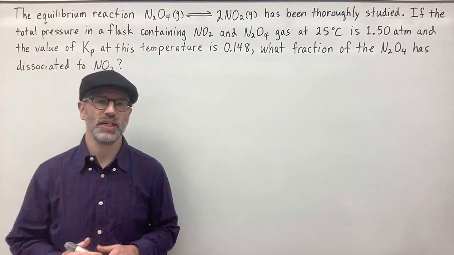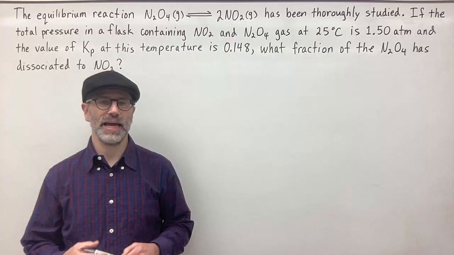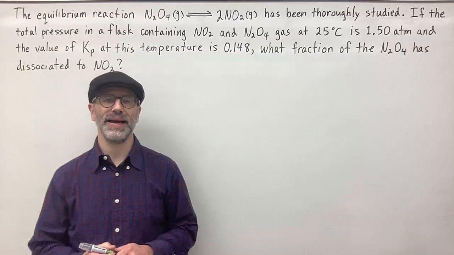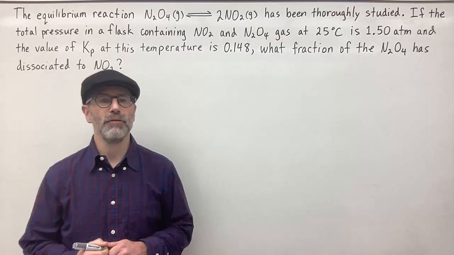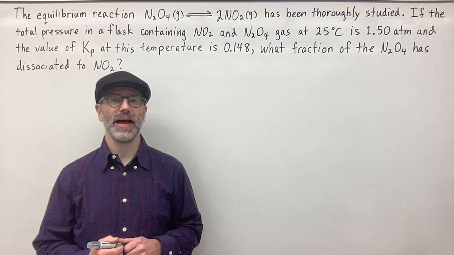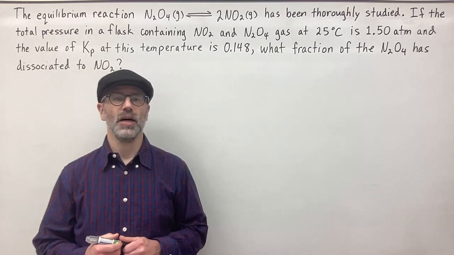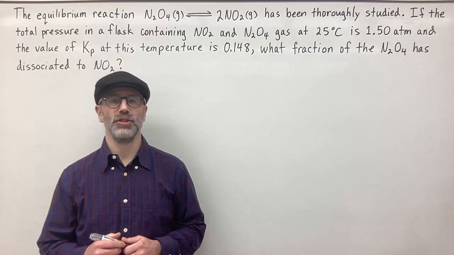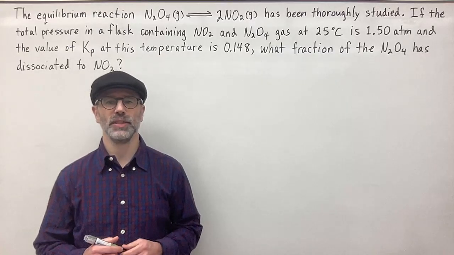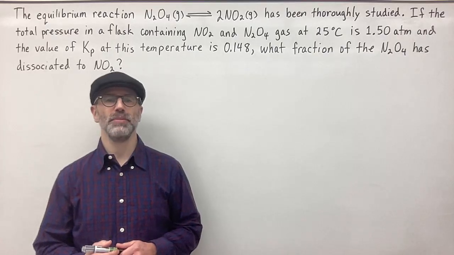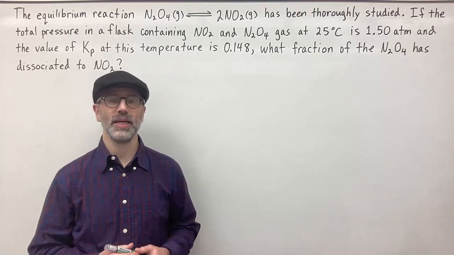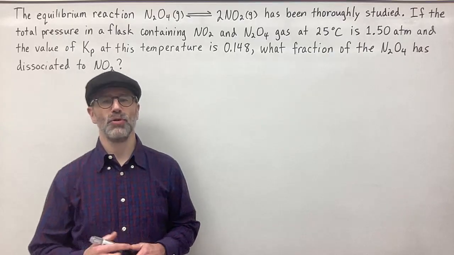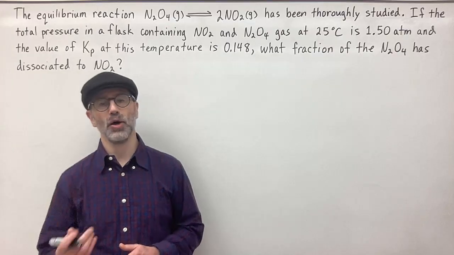Okay, so here's the question. The equilibrium reaction N2O4 in equilibrium with 2 NO2 gas has been thoroughly studied. If the total pressure in a flask containing NO2 and N2O4 gas at 25 degrees Celsius is 1.50 atmospheres, and the value of the Kp at this temperature is 0.148, what fraction of N2O4 has dissociated to NO2?